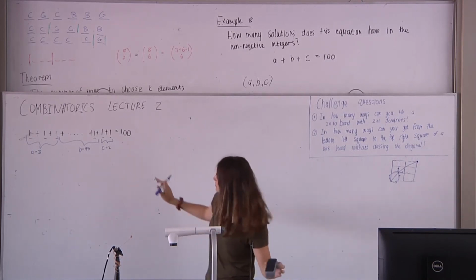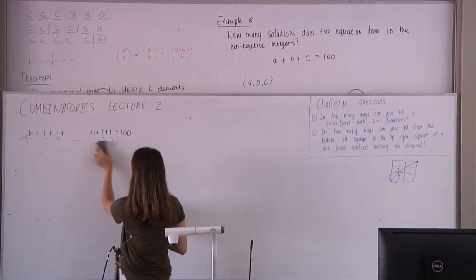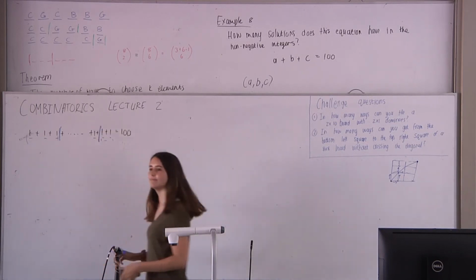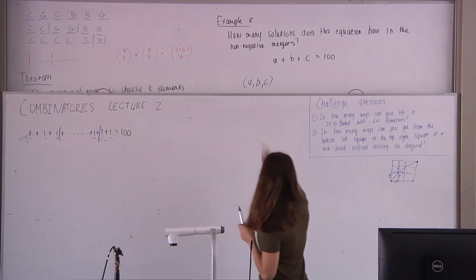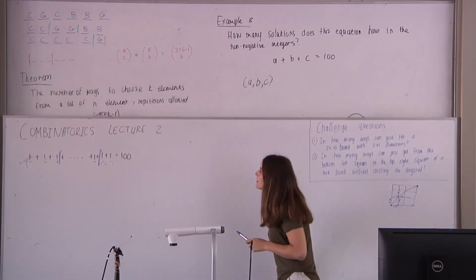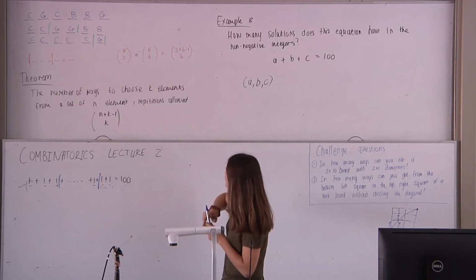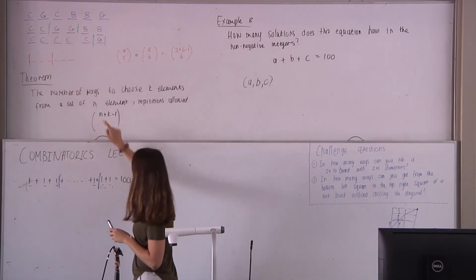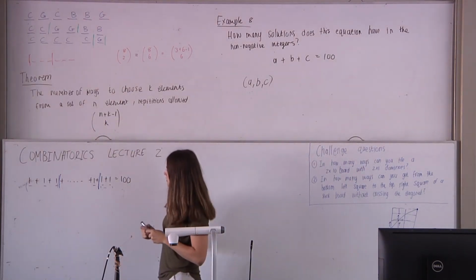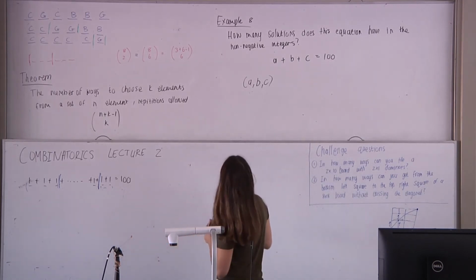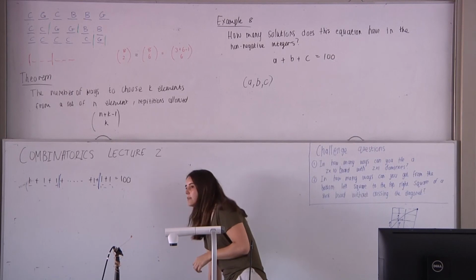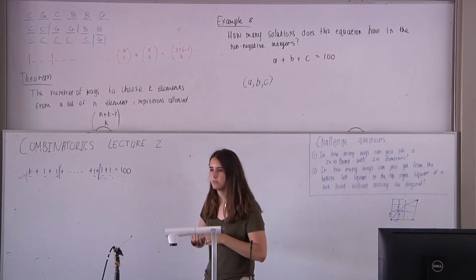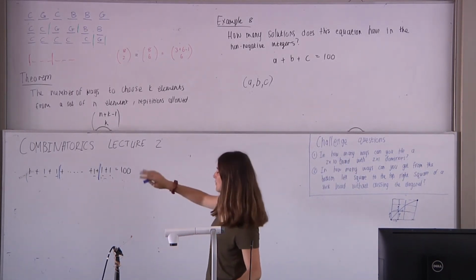So what are these brackets we draw? That is basically equivalent to drawing a bar there and a bar there. But for our bars method, it says here the number of ways to choose k elements from a set of n elements, repetitions allowed. So we're choosing k from n. What would our n be?